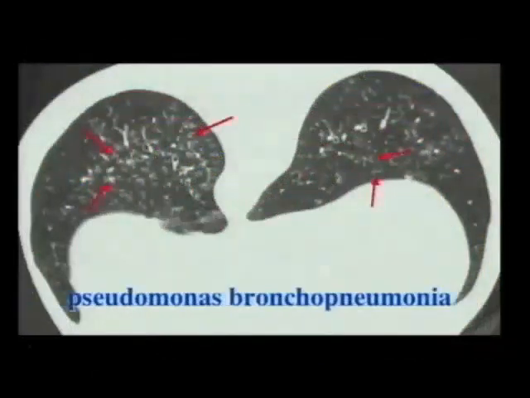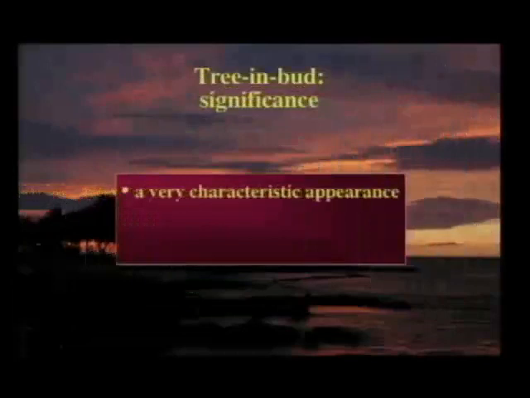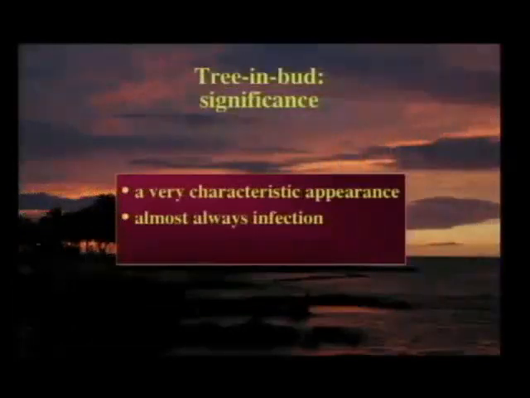Another example, a prone scan in a patient with a number of nice examples of tree in bud, little branching things in the lung parenchyma, Pseudomonas bronchopneumonia. The significance of this finding, it's a very characteristic appearance. It's easy to recognize. Almost all cases have infection. This is a virtual slam dunk for some sort of infectious disease.